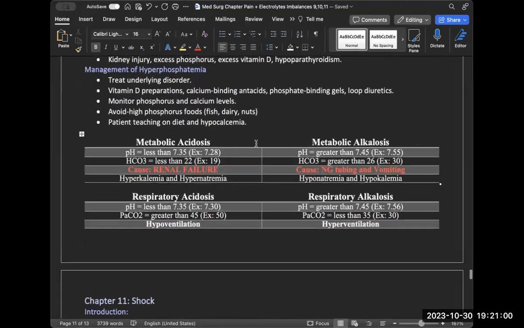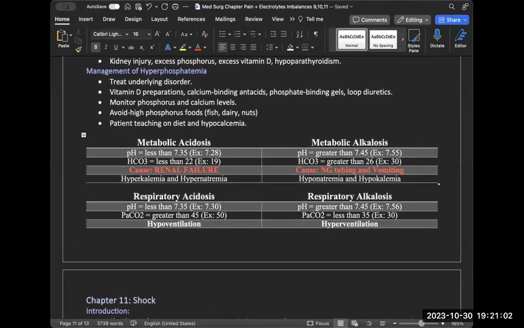Lastly, I have this beautiful chart, which I love, that I've created myself, on metabolic alkalosis, acidosis versus respiratory acidosis, respiratory alkalosis. So let's start with the respiratories. Respiratory, I always think opposite.